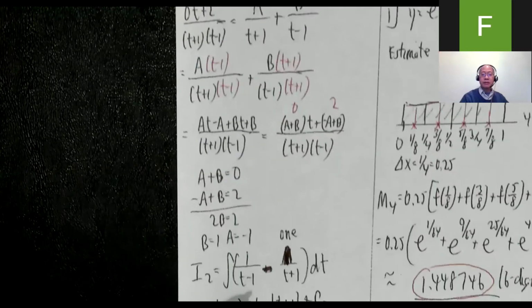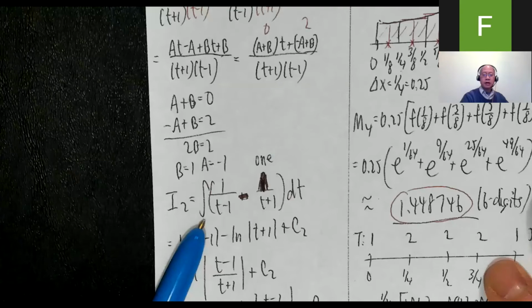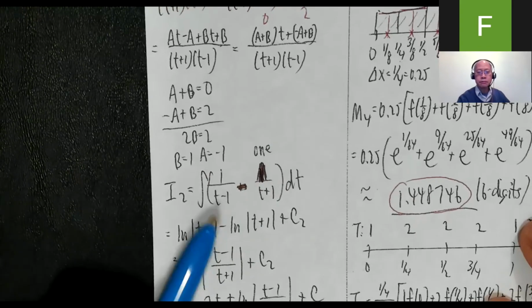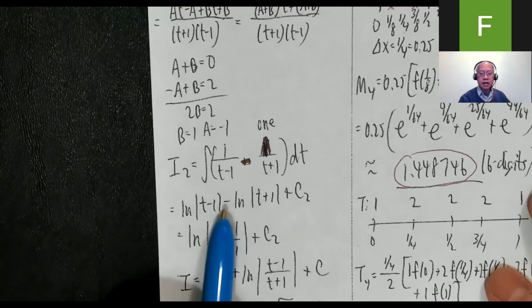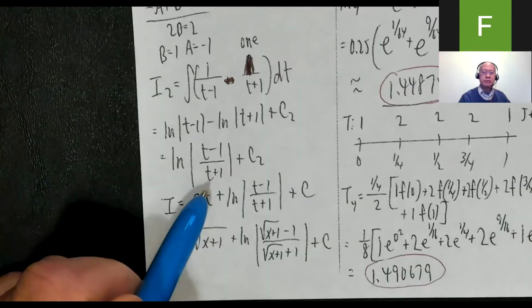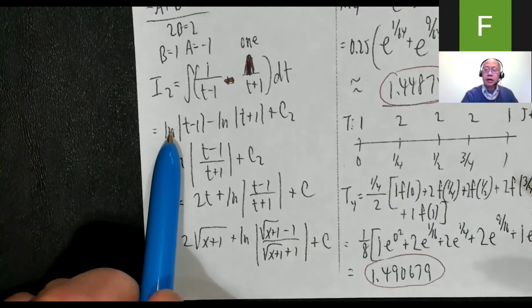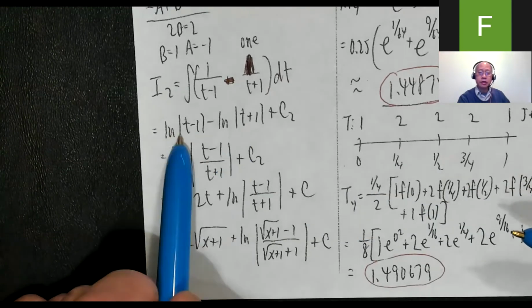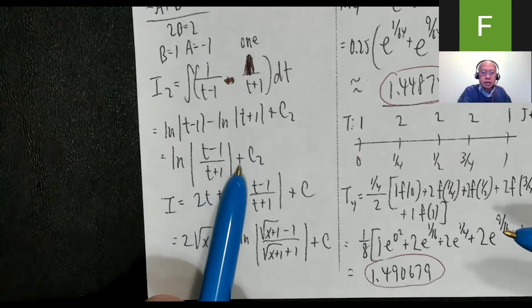And I decided to write it with the b first, so it's positive and negative. So I write it as 1 over t minus 1, minus 1 over t plus 1. All right, so ln absolute value of t minus 1 minus ln absolute value of t plus 1 plus C2. Okay, and to make it more compact, I can put them together like this. Remember in logs, log a minus log b is the log of the quotient, right? So ln of t minus 1 over t plus 1 plus C2.